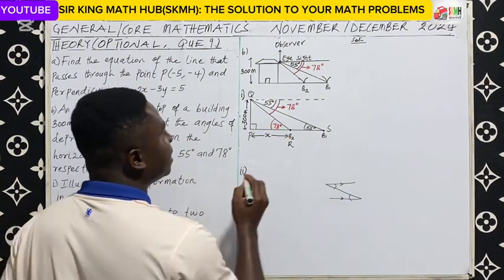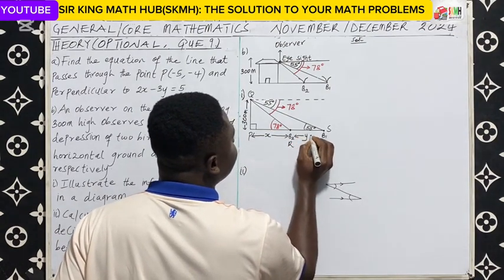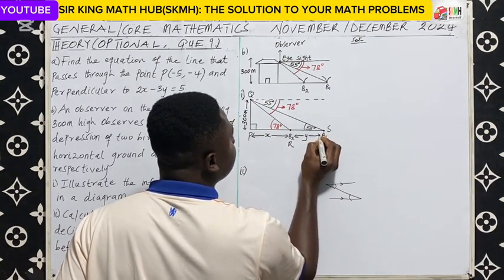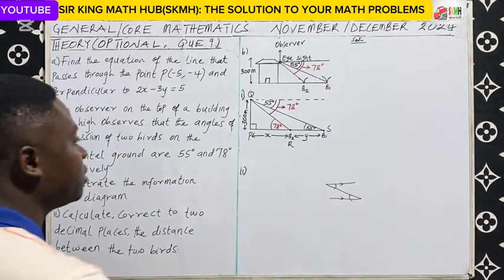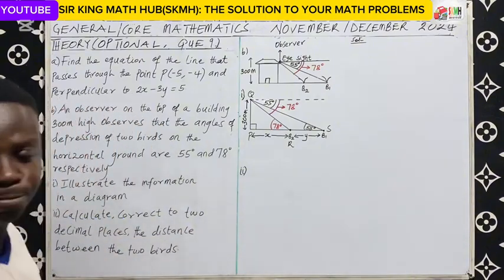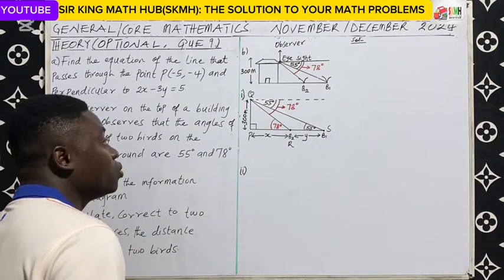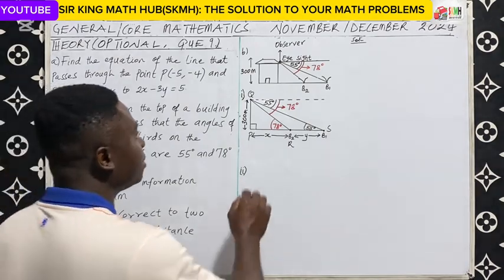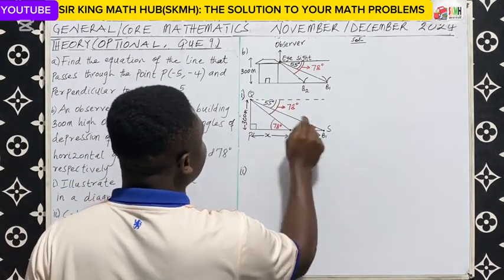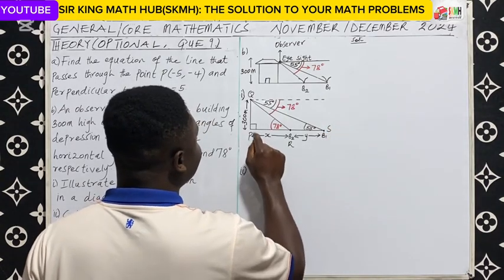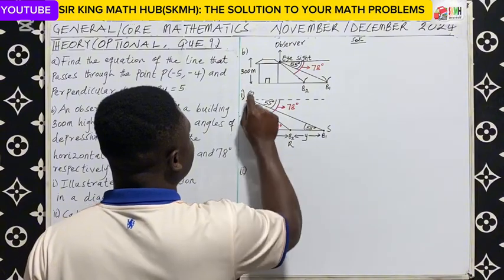Measured in meters. The distance between the 2 beds, I'm naming it as Y. Also measured in meters. So from the diagram, you see that there are 2 right angle triangles. The bigger right angle triangle, that is triangle PQS, and the smaller right angle triangle, this one, triangle PQR.